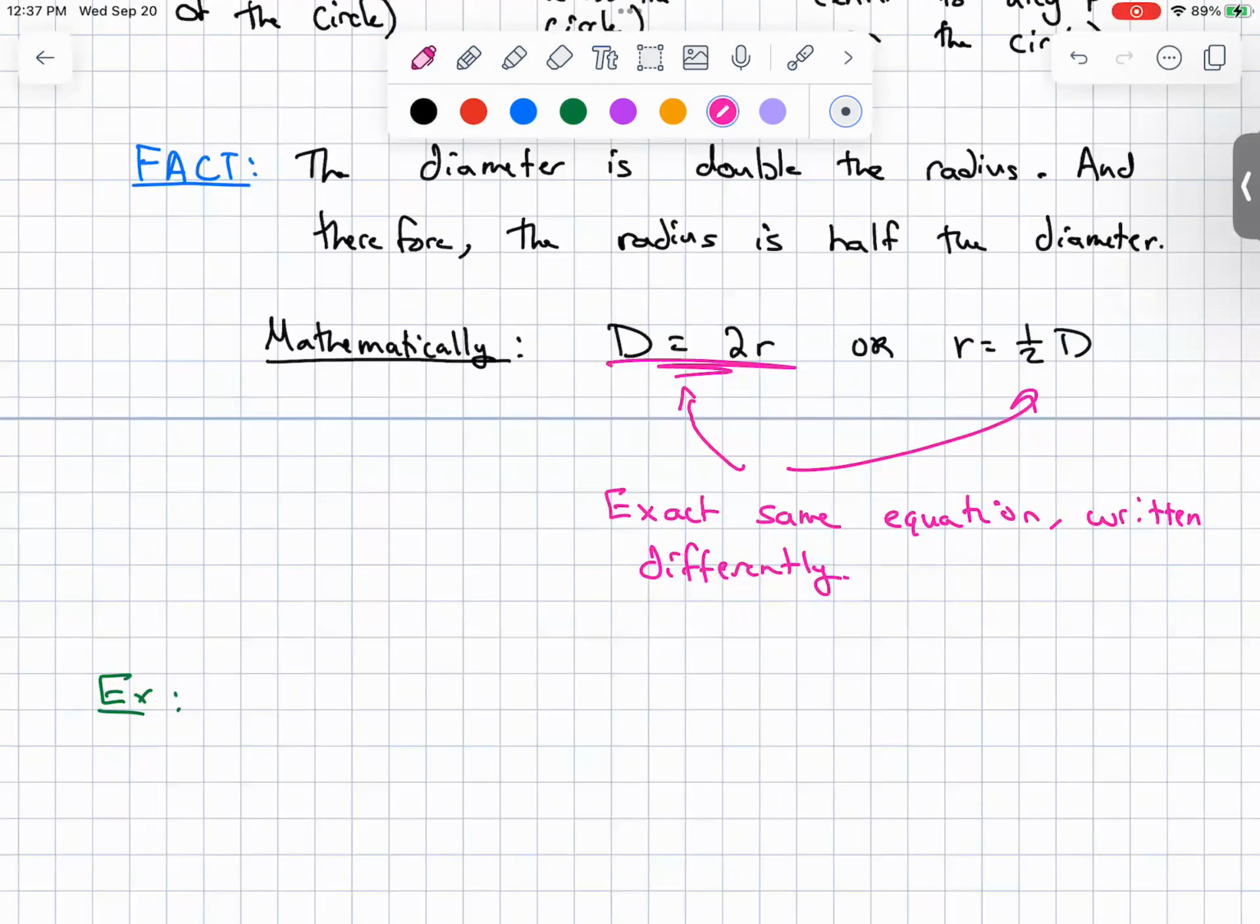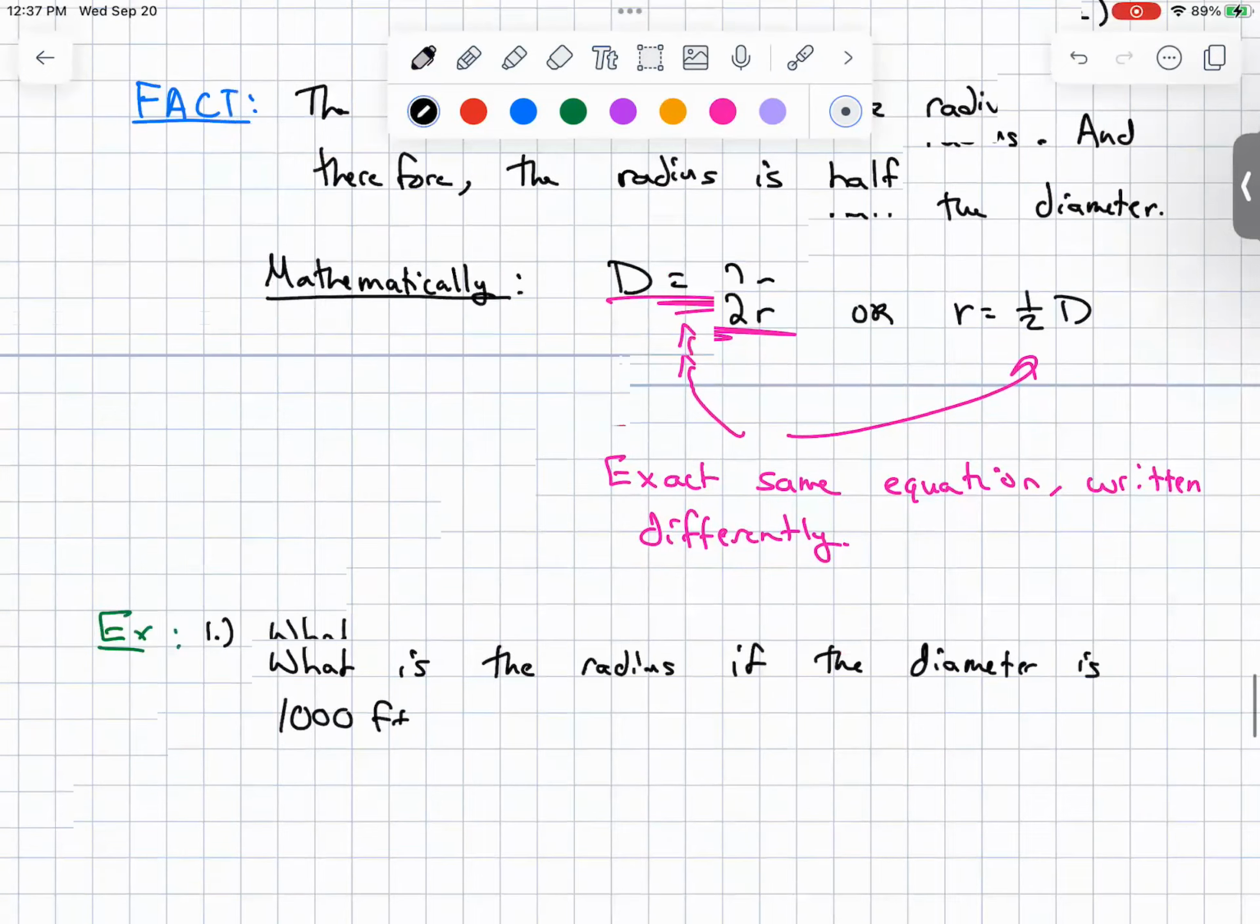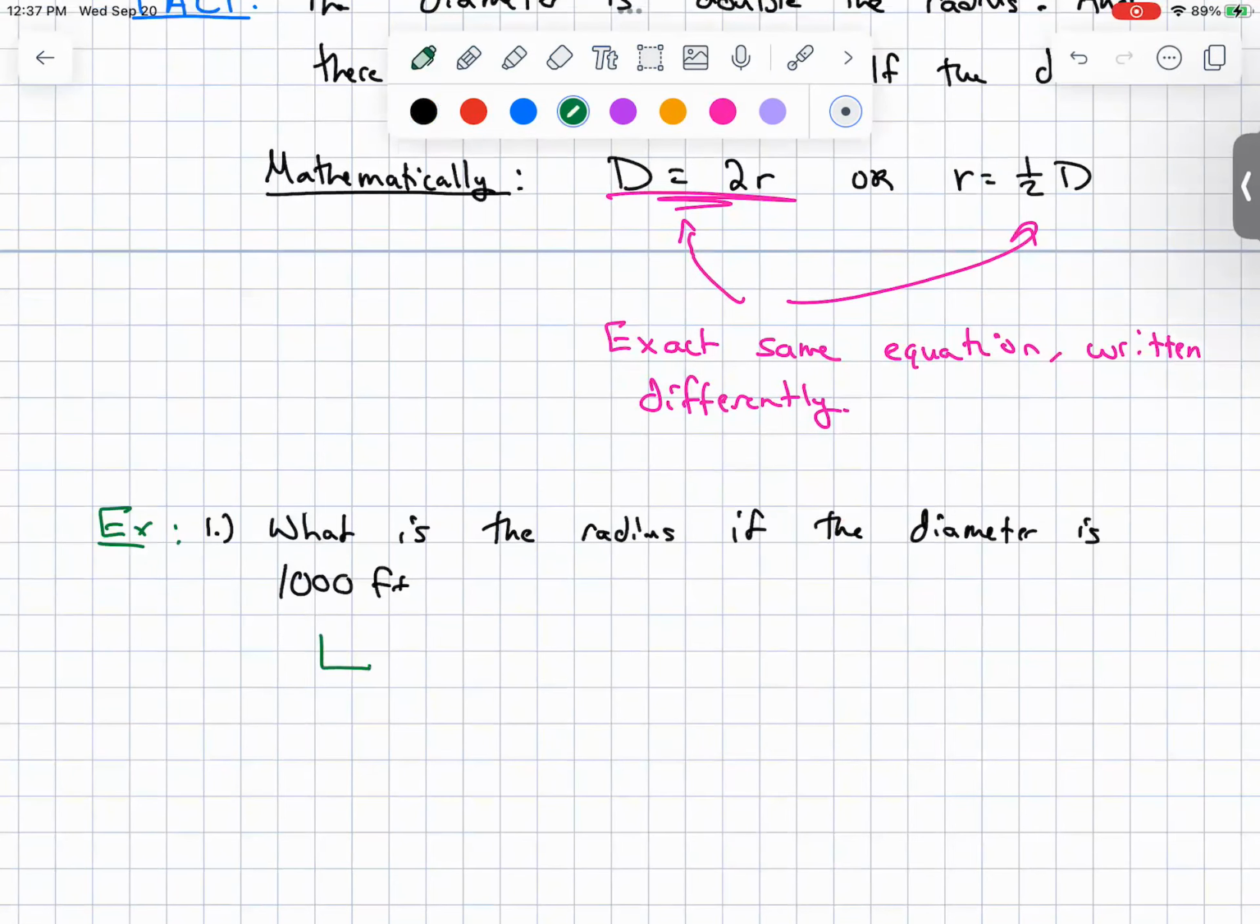So example, part 1 is, what is the radius if the diameter is 1,000 feet? And we'll just answer it right off the bat. We won't do a solution because it's a very quick problem. 500. Yeah, and if you want to just do that in your head or in your calculator, you don't need to write down any math to do it.